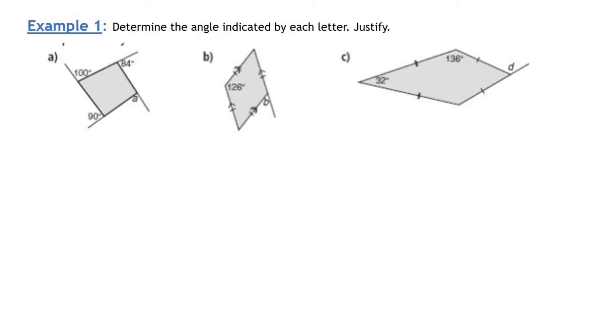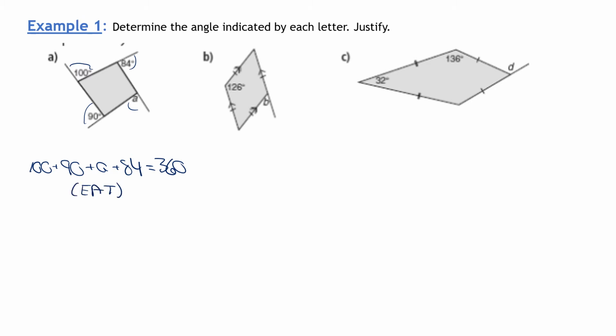Oh, I know exactly what you're thinking. Yes, you're right. The exterior angle theorem. These are all exterior angles. They're all around the outside. So the exterior angles add up to what? 360 degrees. That means if I start with the 100 and then I just write down all the rest of them, there's the 90 and the A and the 84. They all need to equal 360 degrees. And my reason for that is the exterior angle theorem.